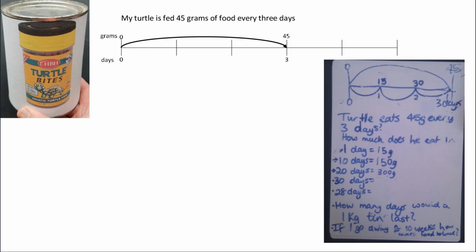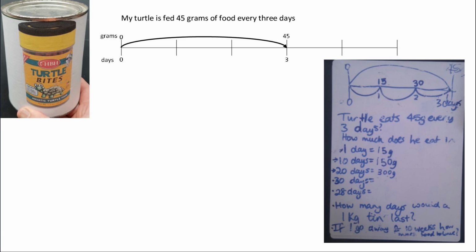We were sitting in one of the corners on the side, and they all had their little mini whiteboards. And so we started talking about my turtle. I don't have a turtle. And, well, what does that mean, 45 grams every 3 days? And they were trying to work it out.